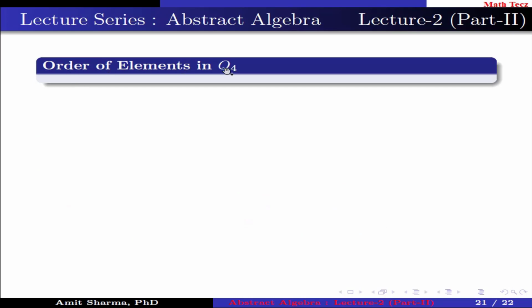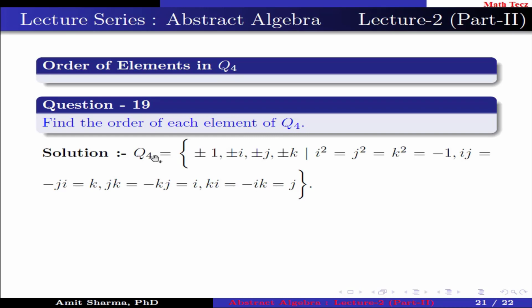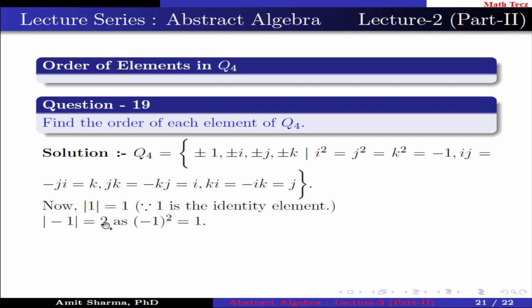Order of elements in Q4. Question number 19. Find the order of each element of Q4. Q4 contains the elements plus minus 1, plus minus i, plus minus j, plus minus k, such that i square equal to j square equal to k square equal to minus 1, i times j equal to minus j times i equal to k, j times k equal to minus k times j equal to i, k times i equal to minus i times k equal to j. Now order of 1 is 1 because 1 is the identity element. Order of minus 1 is 2 because minus 1 square is equal to 1.